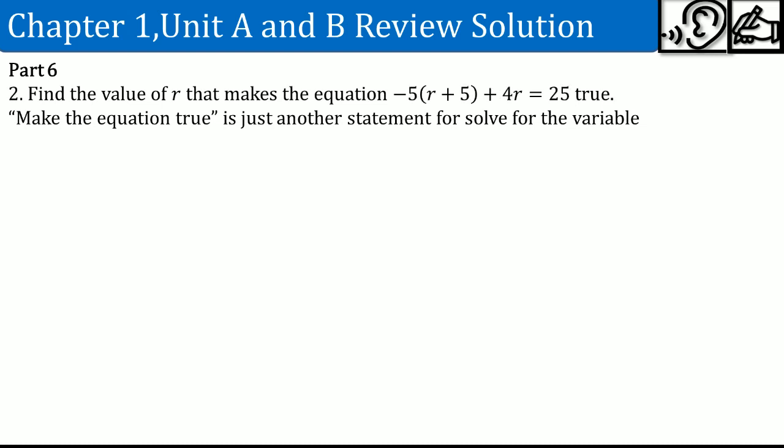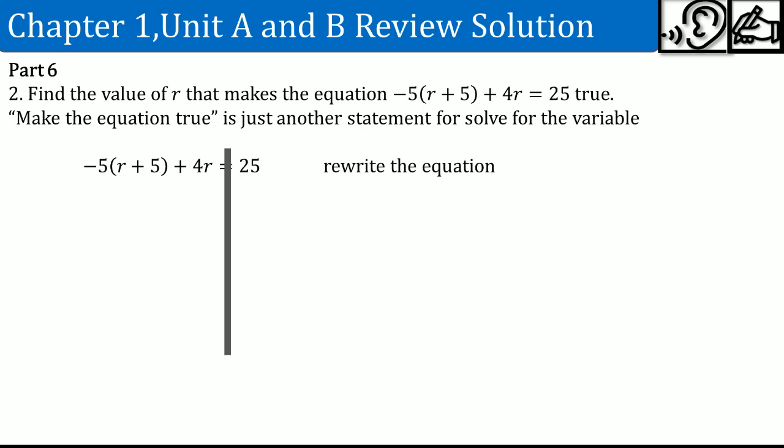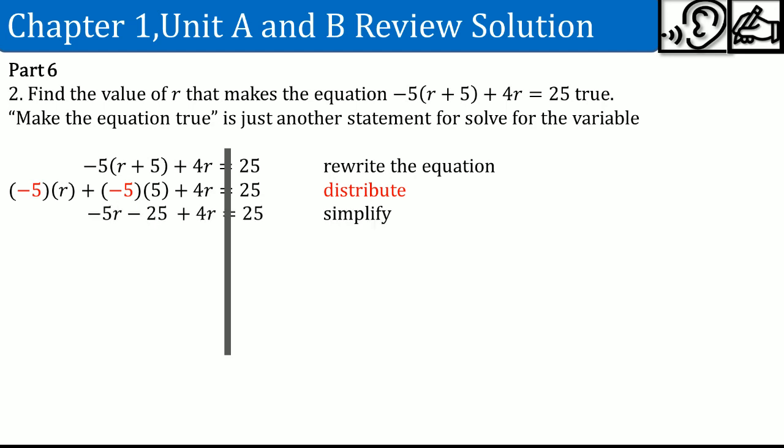Part 2. You're going to find the value of r that makes that equation true. Again, making the equation true just means solve for the variable. Here we wrote the equation, draw a line straight down. I see parentheses on my left-hand side, so I'm going to distribute negative 5 times r and negative 5 times 5. After I simplify, negative 5 times r is negative 5r, and negative 5 times 5 is negative 25. I see that there are two like terms on my left-hand side, negative 5r and 4r. Together they become negative 1r, or I can just write negative r. Bring everything else down.